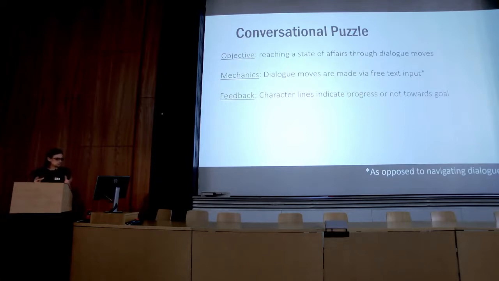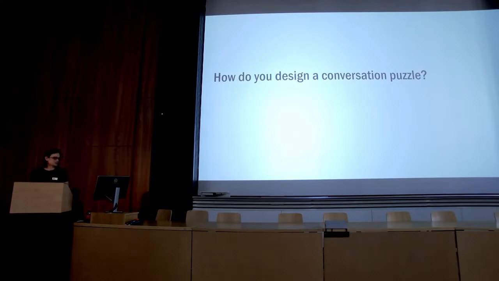So here, you have an objective. You have to reach a state of affairs through dialogue. Someone doesn't want to do what you want them to do, and you have to convince them. And then the dialogue moves are made via free text input instead of choices, but that can also work for a choice-based game, by the way. And then you have feedback, which is what the character says to you. It gives you a sense of whether you're moving forward or not. And then how do you design that?